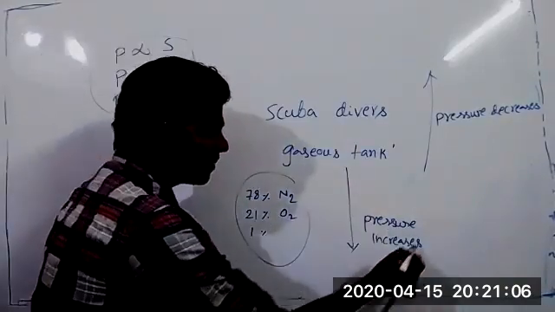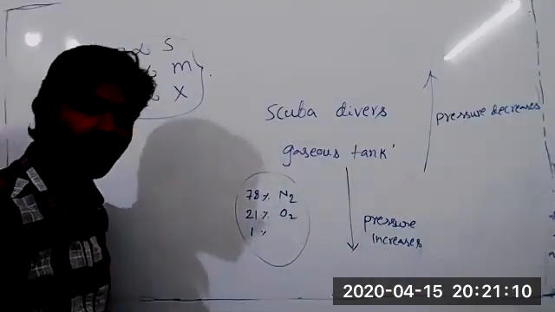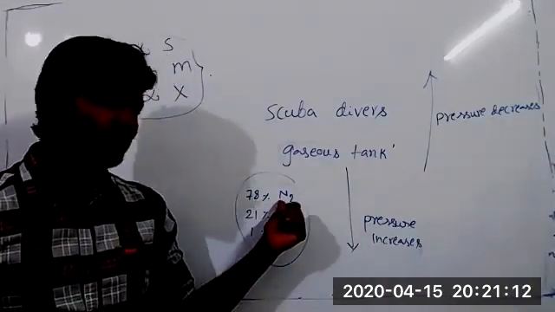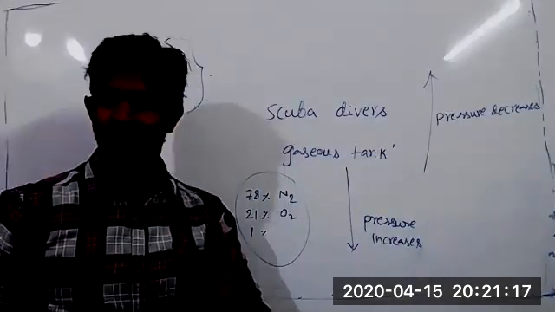And while going deep into the sea, pressure increases. With an increase of pressure, the solubility of gas in liquid increases. This nitrogen gas increases its solubility in blood. Are you getting my point?